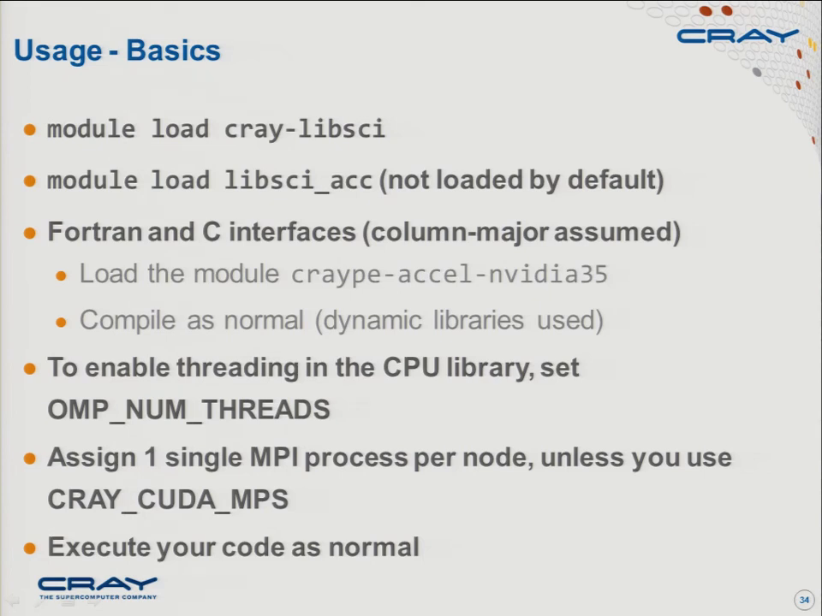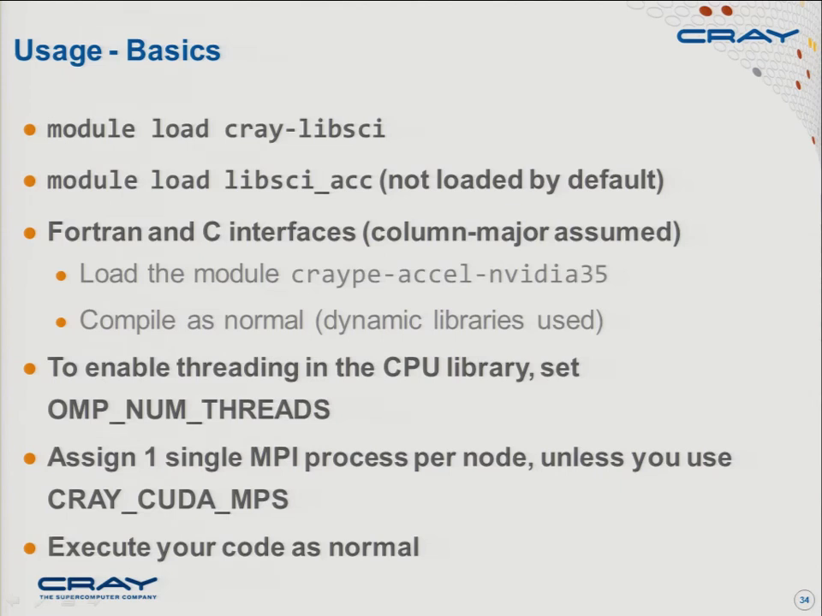You have Fortran interfaces, so it's a basic column measure. So basically, you don't need to change from C to Fortran. It's basically the same. Clearly, since we are using a GPU, we need to load also the module to use the GPU. Right? So Cray P-Acel NVIDIA 35, which is for the Kepler. And then you use the compiler as usual, using the wrappers. Since you are using GPU, it will be a dynamic library, a dynamic executable.